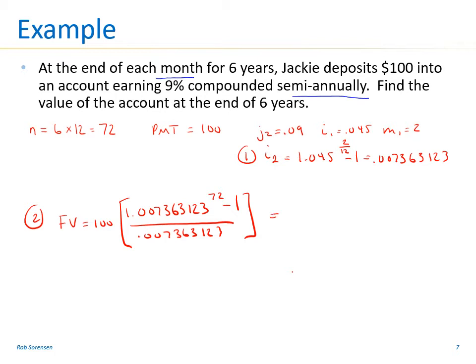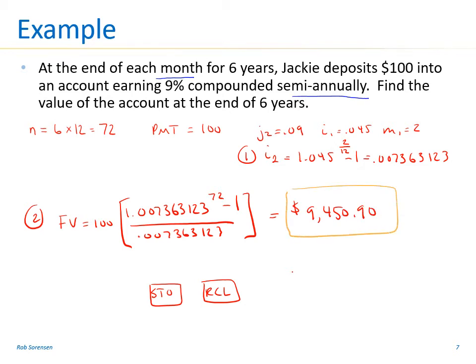If you're putting them into your calculator, go ahead and use those store and recall buttons to store your rate so that you can bring it back in all of its precision. Go ahead and work that out, and I get $9,450.90. That's how much Jackie will have in her account at the end of those 6 years.